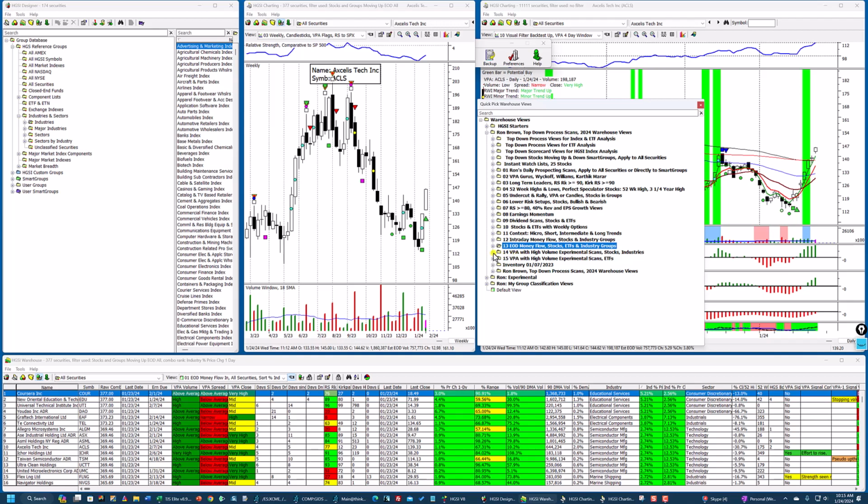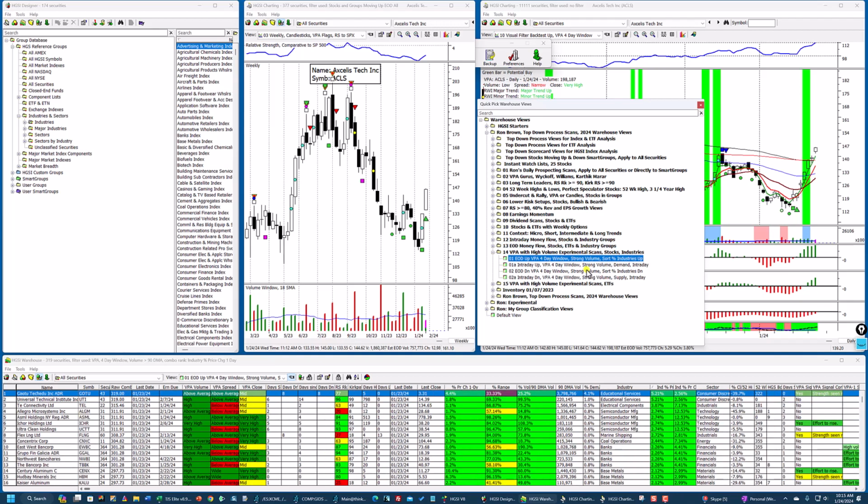If not, I'm going to cover these in depth. And what these do, they look for stocks that have had a strong volume spike at the end of the day, and there's a 4-day window looking back 4 days for a VPA flag to see if there was one. So those are the criteria.